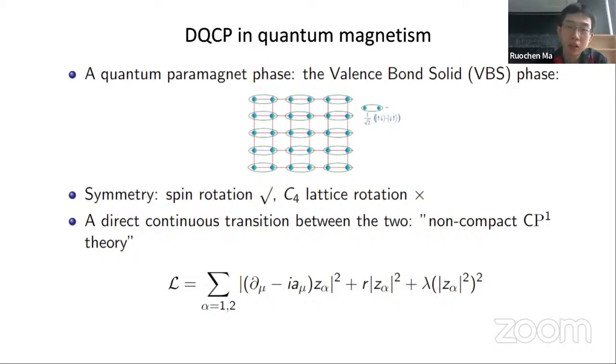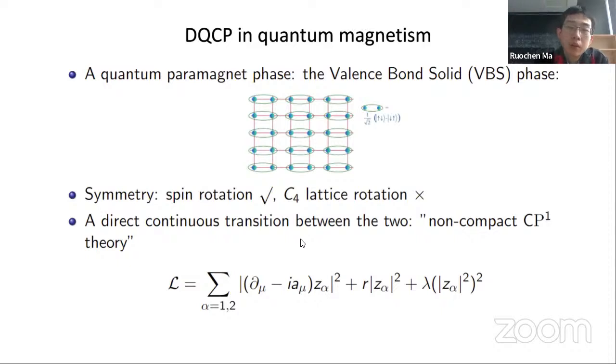But the interesting thing here is that due to the quantum nature of the spin, you actually can realize a direct, continuous, or almost continuous transition between the two. And near the critical point, when the correlation length is large, you can go to the continuum, and the critical field theory is, for some historical reason, known as the non-compact CP1 model.